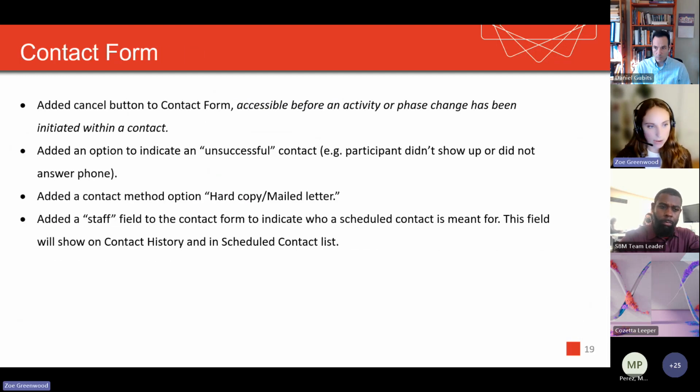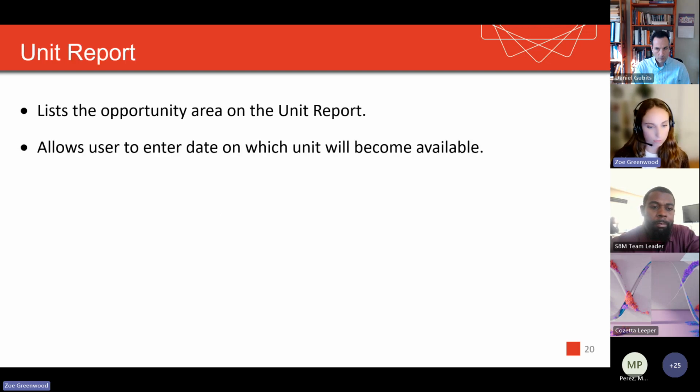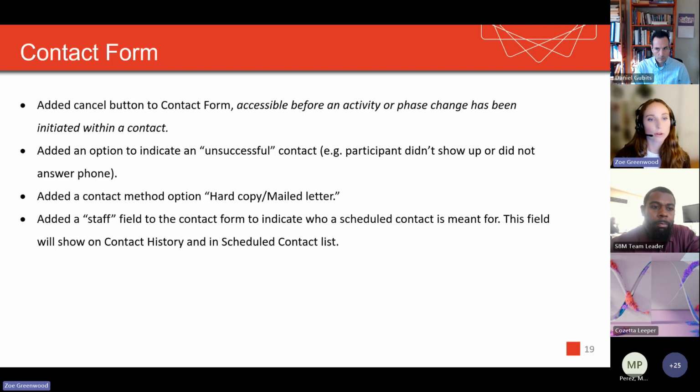So, contact form changes. There is now a cancel button for beginning a contact, which is great. Hopefully less accidental contacts. One thing to note, you can only cancel a contact before an activity or a phase change has been started. So the tool is going to assume if I open a contact and start an activity, it wasn't an accident and we don't want you to cancel it. So you can cancel it before you do anything.